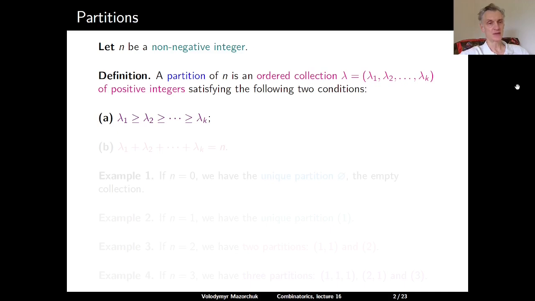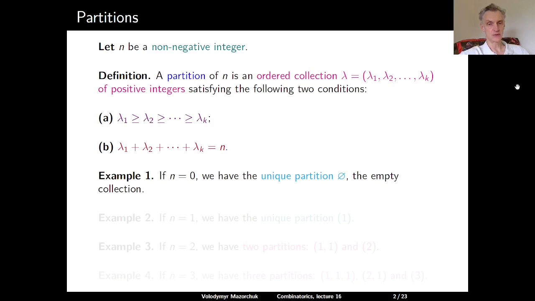First of all, this collection weakly decreases, which means lambda 1 is greater than or equal to lambda 2, lambda 2 is greater than or equal to lambda 3, and so on. And the second condition is that lambda 1 plus lambda 2 plus and so on plus lambda k is equal to n. For example, if n is equal to 0, then we have a unique partition of 0, which is the empty set, the empty collection.